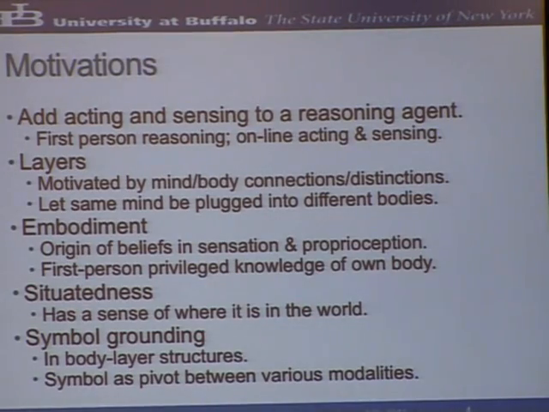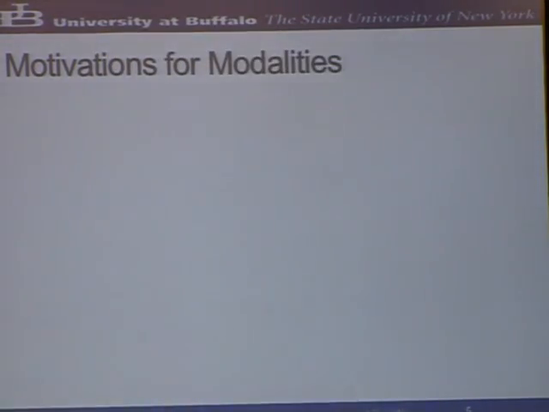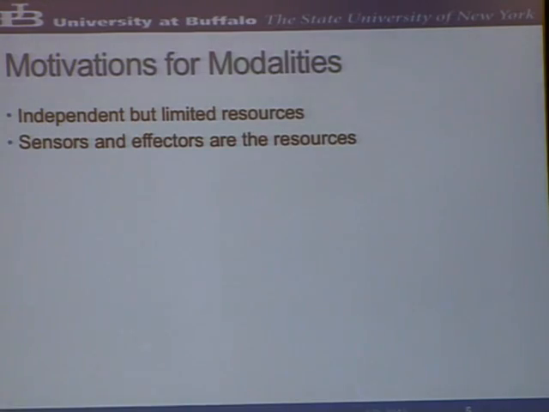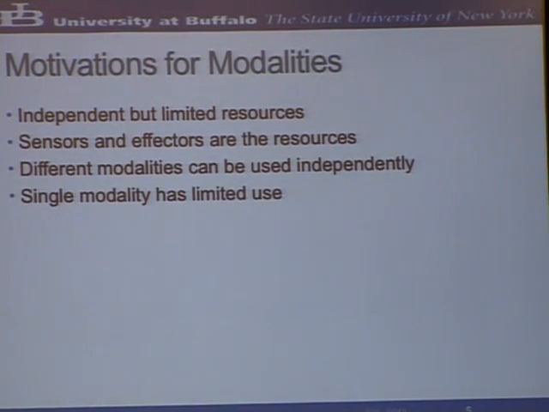I was challenged once to think more seriously about what is a symbol for those of us who are in the symbol processing school of AI. And I see it as a pivot, in a sense, between various modalities. So the symbol is what holds the sensing and expression of some entity constant across modalities. So the motivation for modalities is their independent but limited resources, which are the sensors and effectors of the agent. Different modalities can be used independently of each other, mostly, but a single modality has limited use.